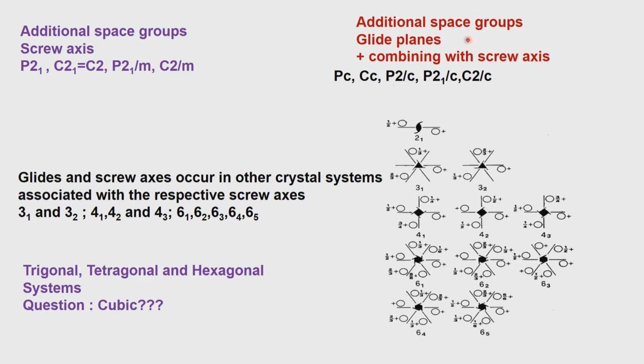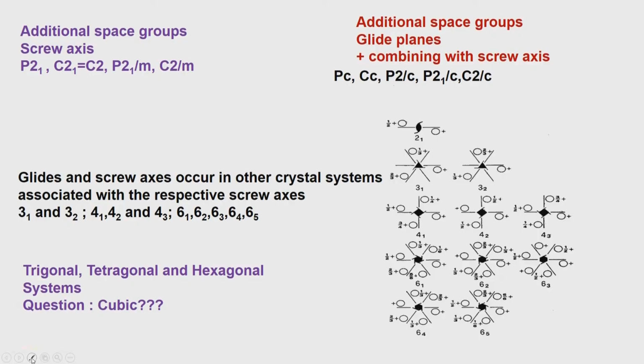The additional space groups coming from glides plus combining with screw axis are given here. I want you to think for a moment and see whether something is missing here. I say that something is missing here. We have missed a few space groups, and those space groups involve what? They involve the diagonal glides. So, I am going to write them. I am trying to see whether I can write them. I will get the pen across here and write them down here.